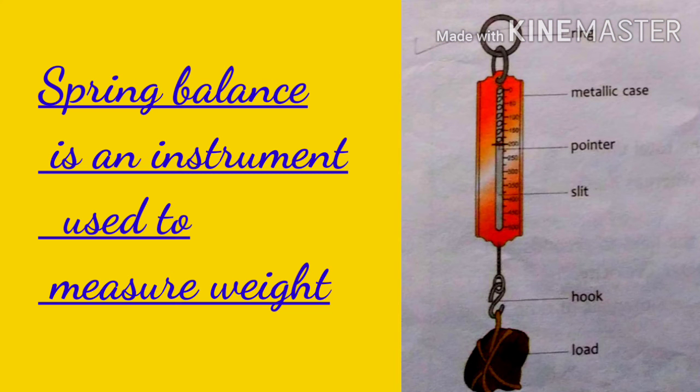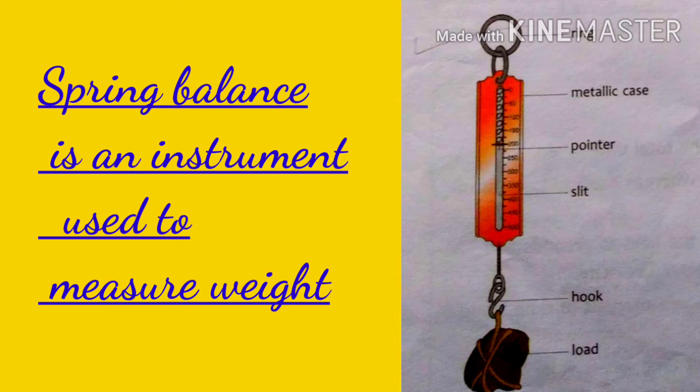Now the device which is shown in the figure is used to measure weight and this device is known as a spring balance. A spring balance is a metallic case. It has a ring inside its upper part which is used to hang this metallic case, and the metallic case has a spring inside it which is fixed at the upper end and the lower end is connected with the pointer.